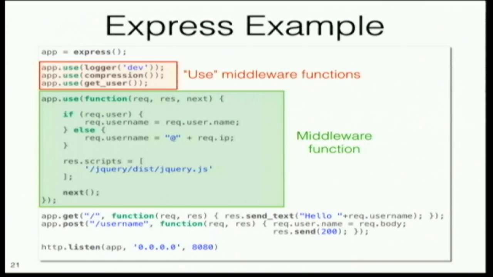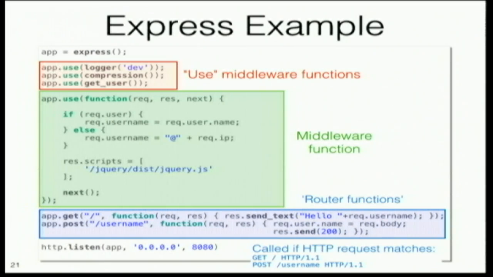We can also modify the scripts object, or I'm sorry, the res object, and I added the scripts list, which I added jQuery, because why not? And then we call next, and then at the bottom there, you see the router functions. So app.get, app.post, these are HTTP verbs that are going to be matched. There's also app.all, which matches all routes. And then you have the request path. So if your request matches just the root directory, the index, this function will be called.